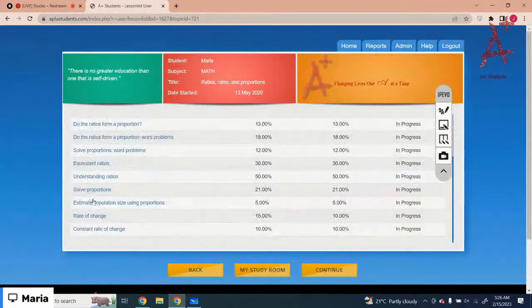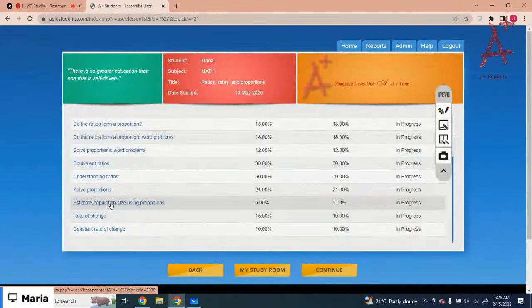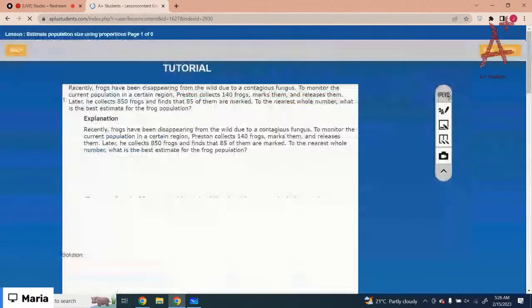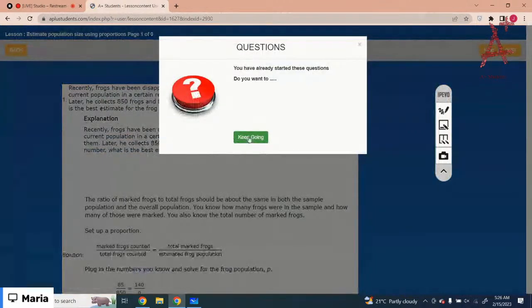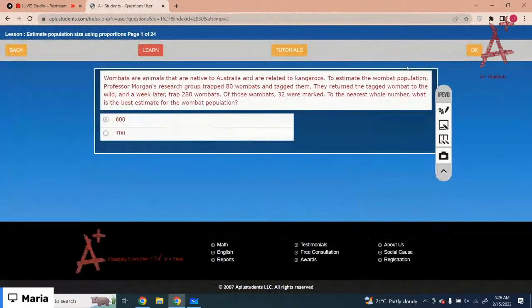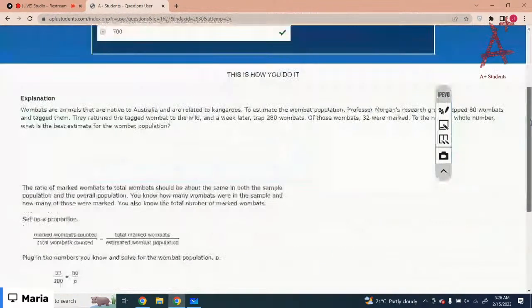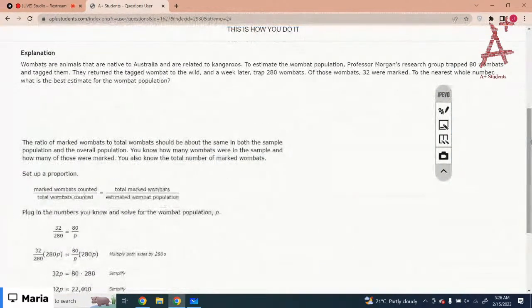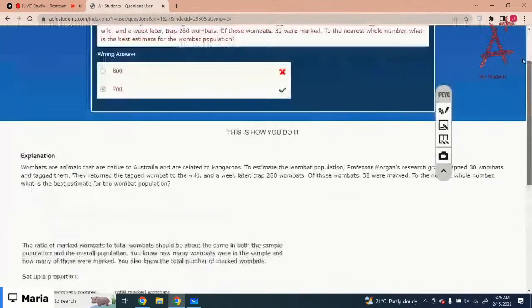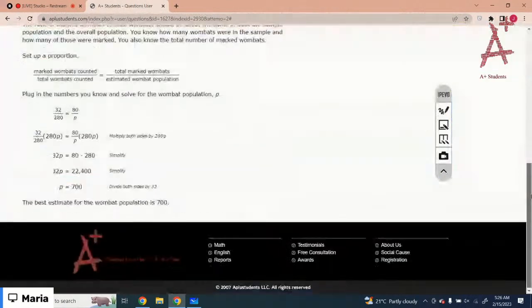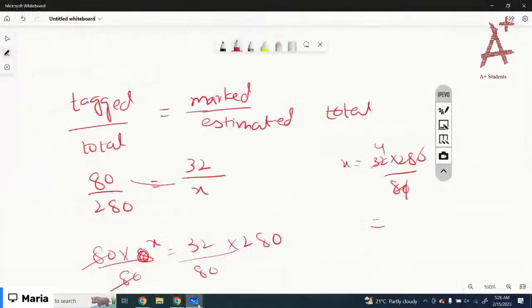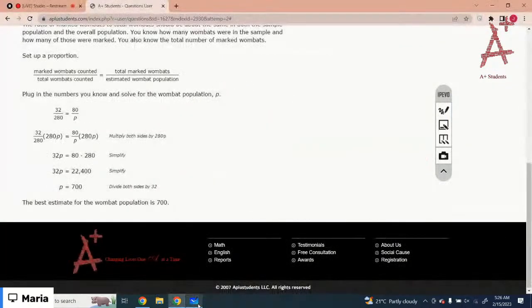Estimated population. Hold on. Let me just go to the test again. Okay, test. Okay, now let me see. Total marked is 32 out of 280. I did the same. 32 over 280 equals.